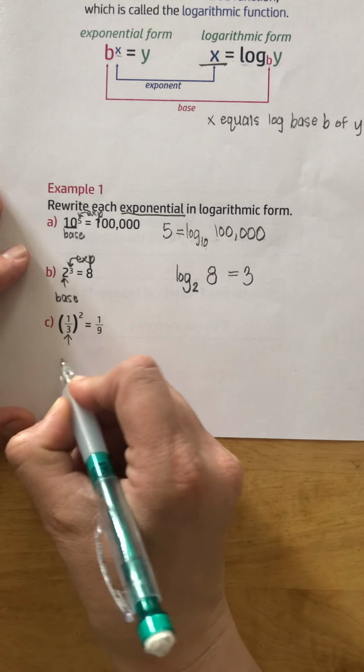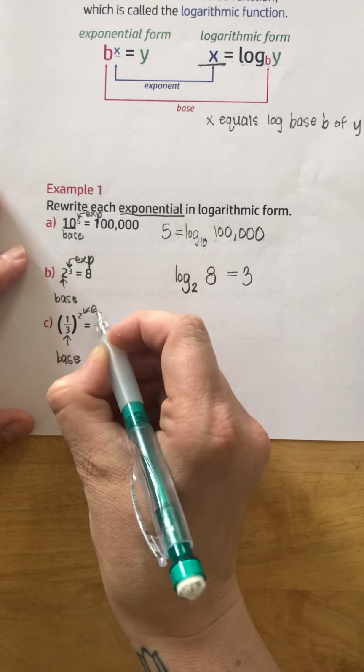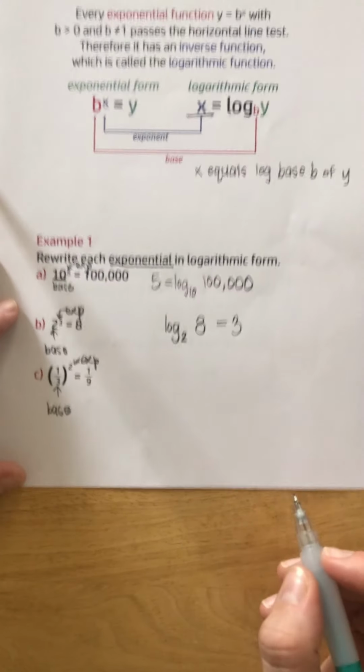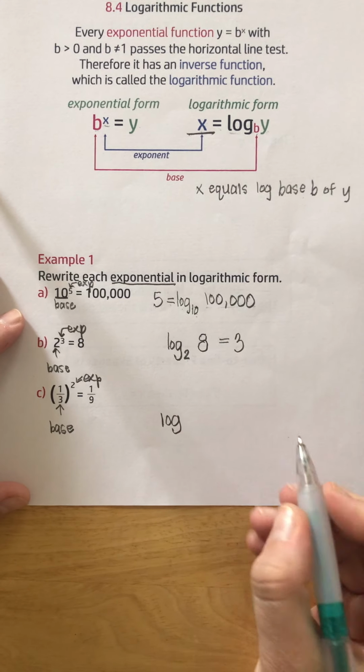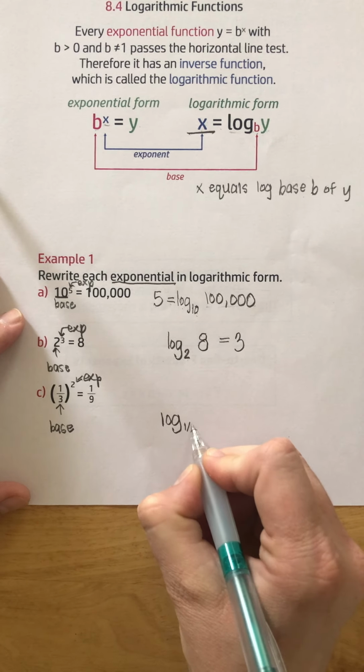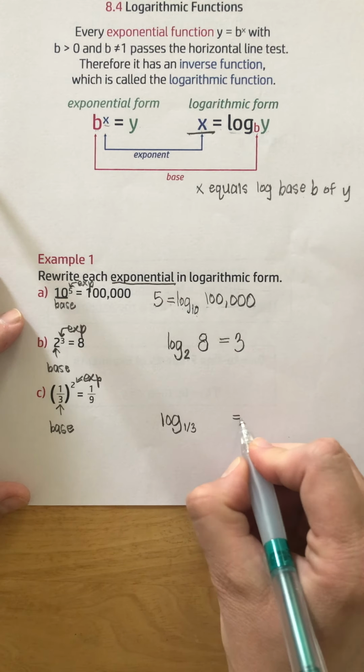All right, letter C. The 1/3 is the base. The 2 is the exponent. So let's see if we can figure this out. We're going to have log of base 1/3, or log base 1/3, what's going to go on the other side?